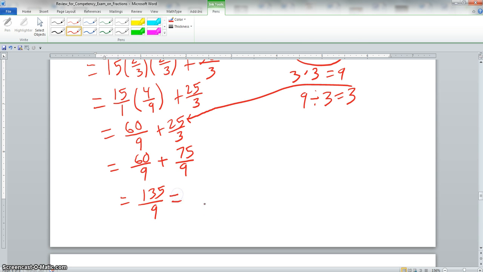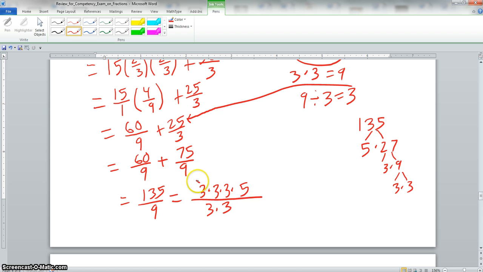Now, we can simplify this out. The prime factorization of 9 is 3 and 3. Now, to find the prime factorization of 135, we need to go off to the side here. We will have 5 times 27. 27 breaks down to 3 times 9, and then 3 times 3. So we will have 3 3s and 1 5. So they have 2 sets of 3s in common. Your numerator would be 15. Your denominator would be 1. So your final answer here is 15.